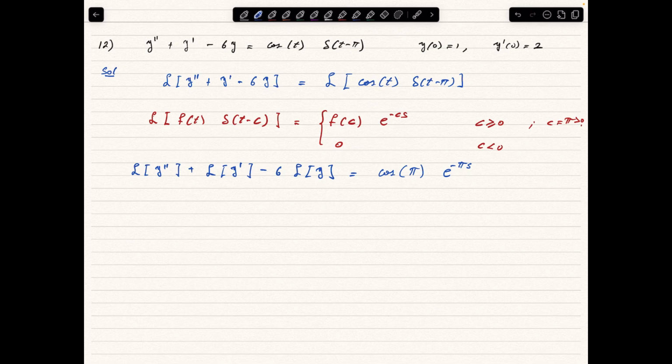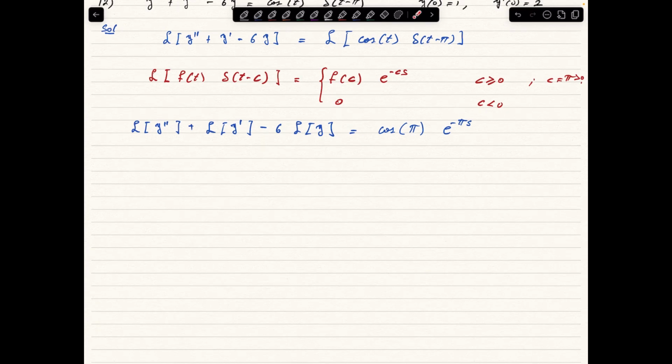Alright, what do we do on the left side? On the left side, we change derivatives into multiplications, and we are going to have that this is equal to the Laplace transform of s squared, so s squared Laplace transform of y minus, now we have s multiplied by y at 0 minus the derivative at 0. This is the first term. Then we have plus s Laplace transform of y minus y at 0, and then minus 6 Laplace transform of y.